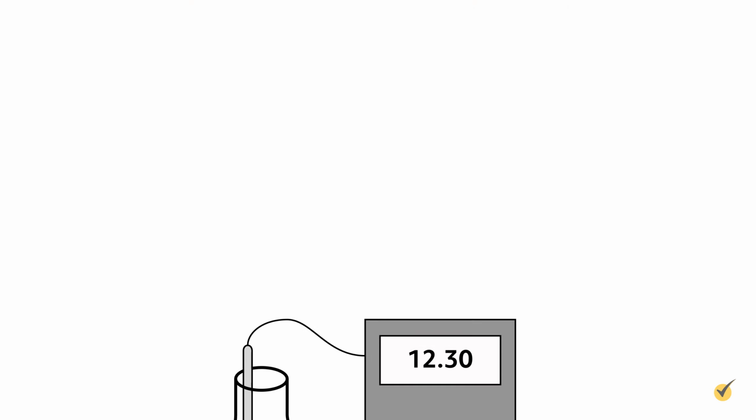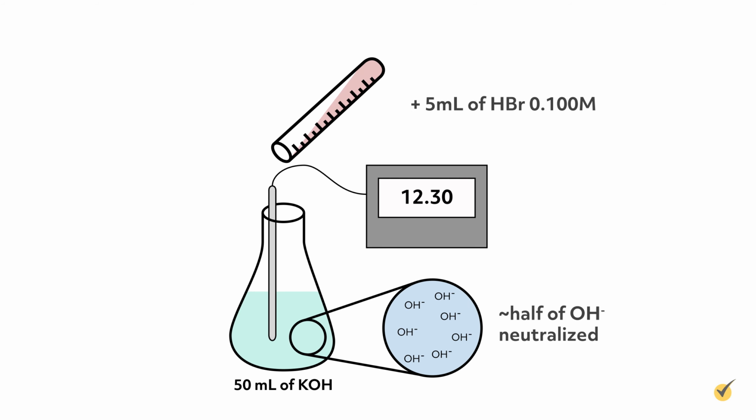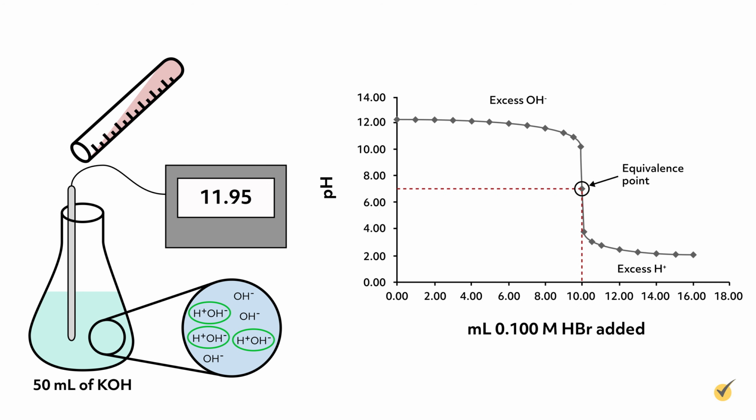Our hydrogen bromide solution was carefully made and has a concentration of 0.100 moles per liter. We begin by pouring out 50 milliliters of the potassium hydroxide solution and taking its pH with a calibrated meter. Then we begin to add small increments of the hydrogen bromide solution and continue to track the pH. Here's a table and graph showing the results of the titration. This is called a titration curve, and it's often the form the results display when carrying out titrations.